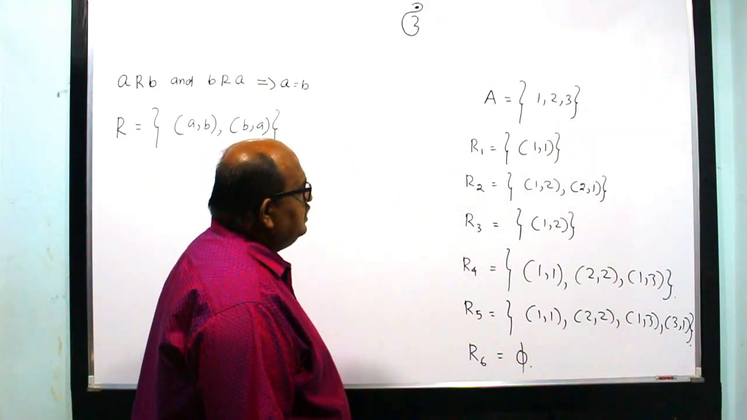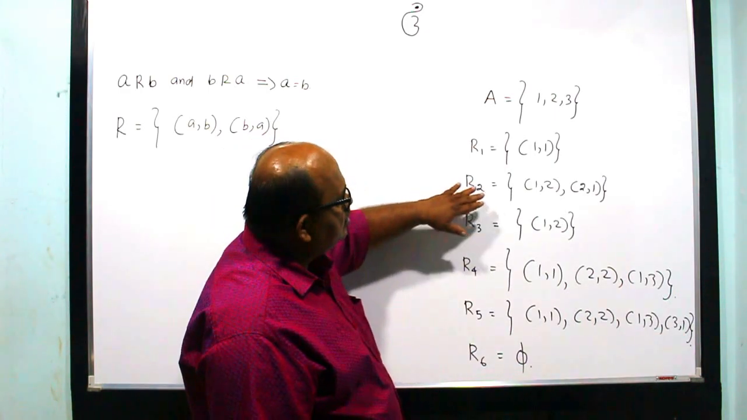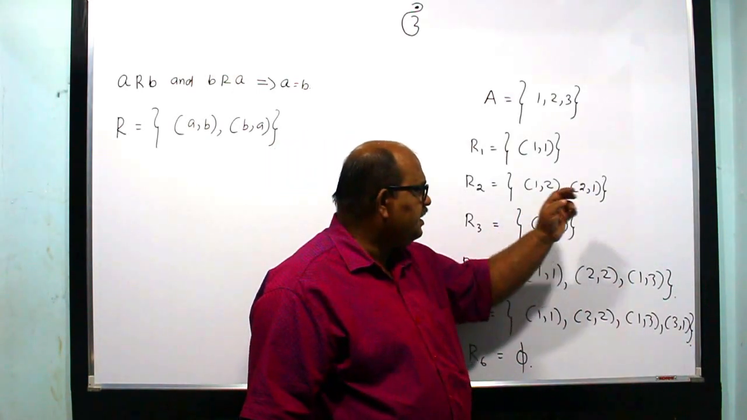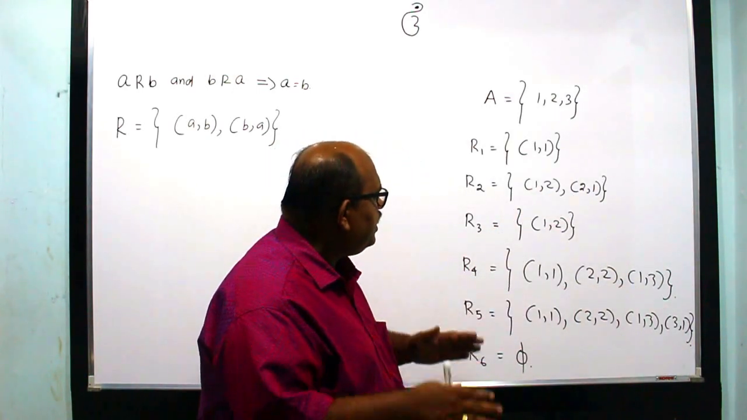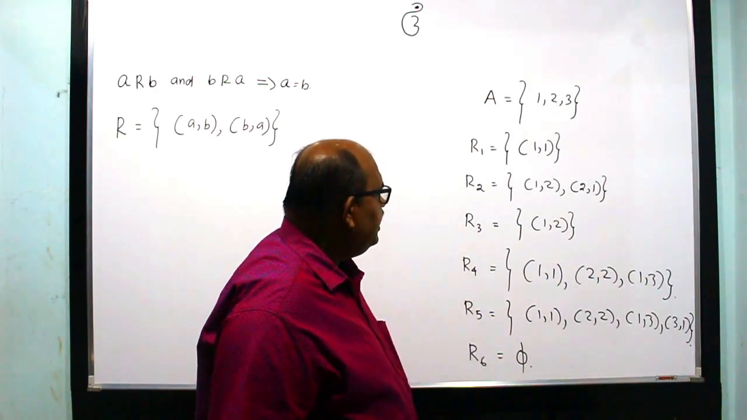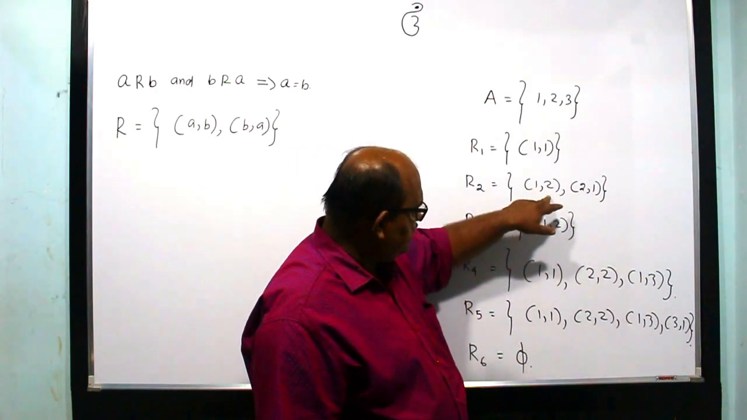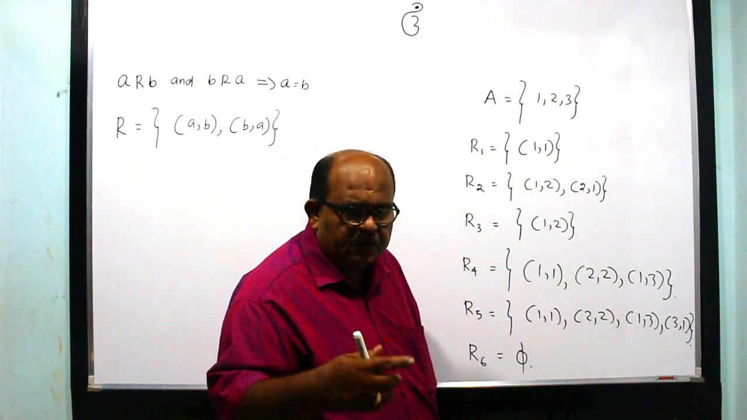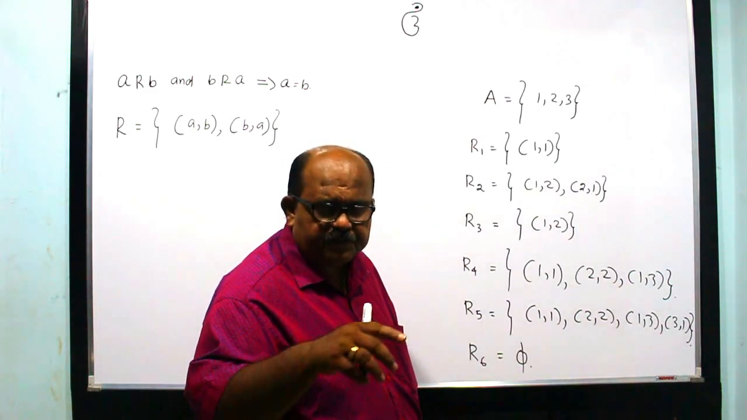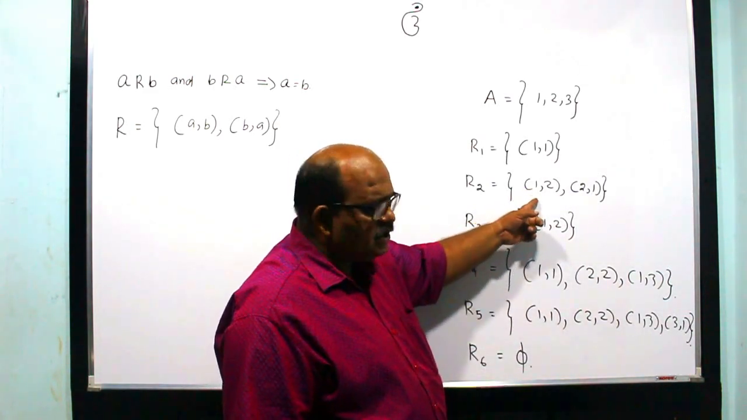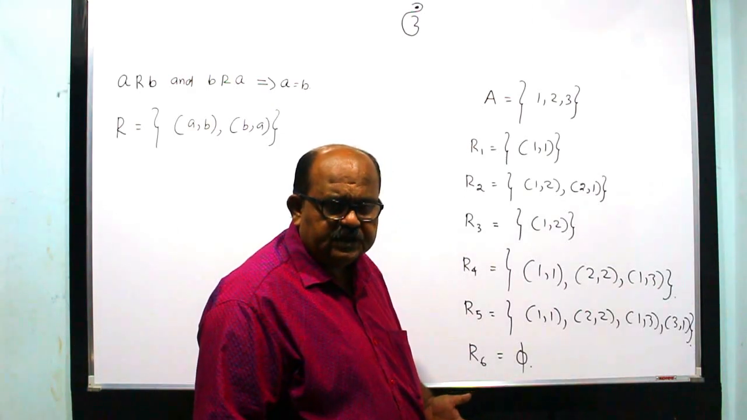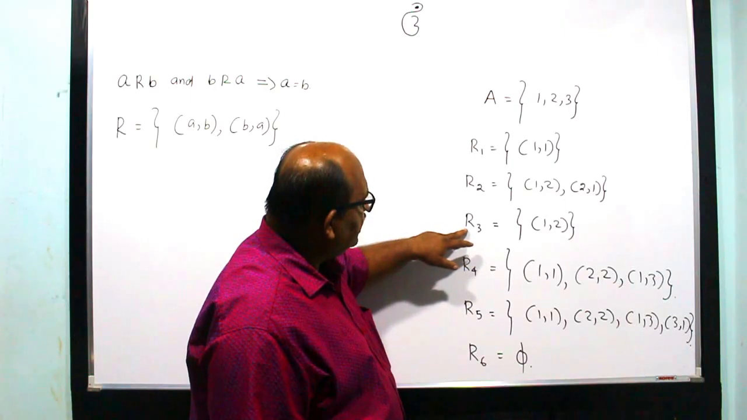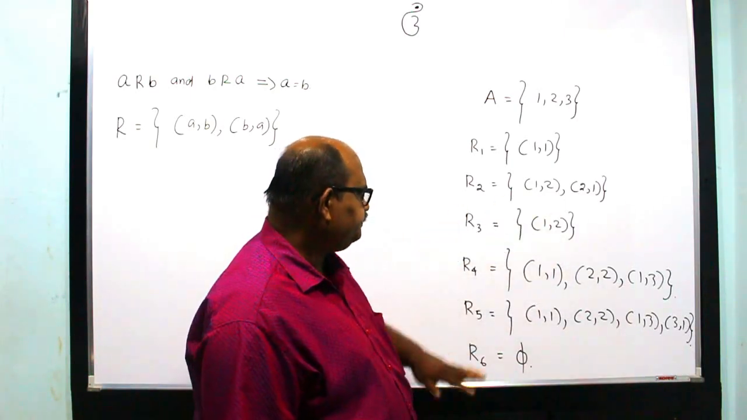Now come to relation 2, R2. R2 is equal to {(1, 2), (2, 1)}. Think, is it antisymmetric? For antisymmetric, we have to search AB, BA. Here AB and BA are both present. So if AB and BA are present, we will search whether the condition A is equal to B is fulfilled or not. Here the A is equal to B condition is not fulfilled, so it is not antisymmetric. Very good. Now come to the next relation, R3.